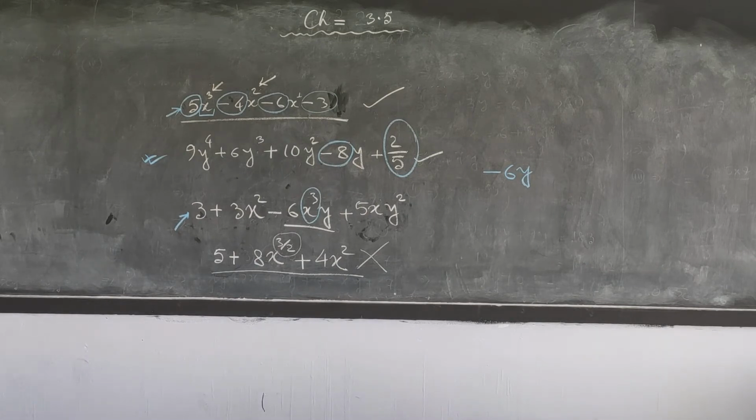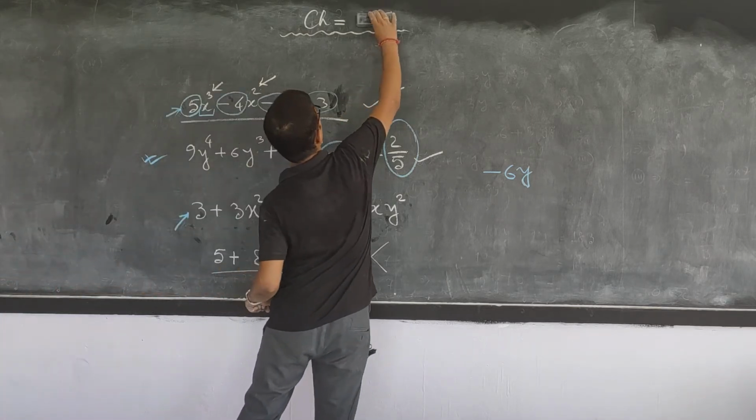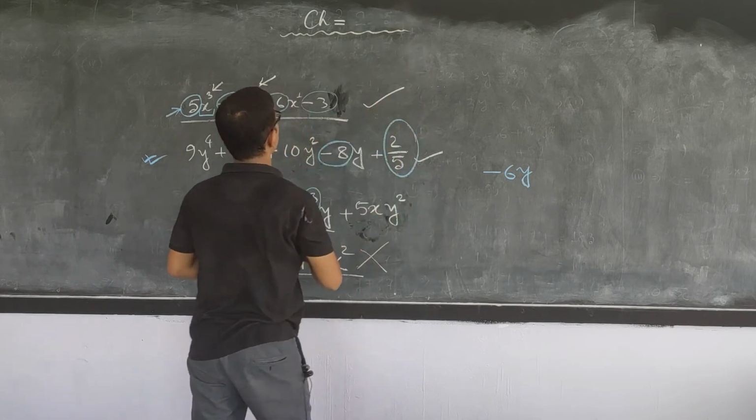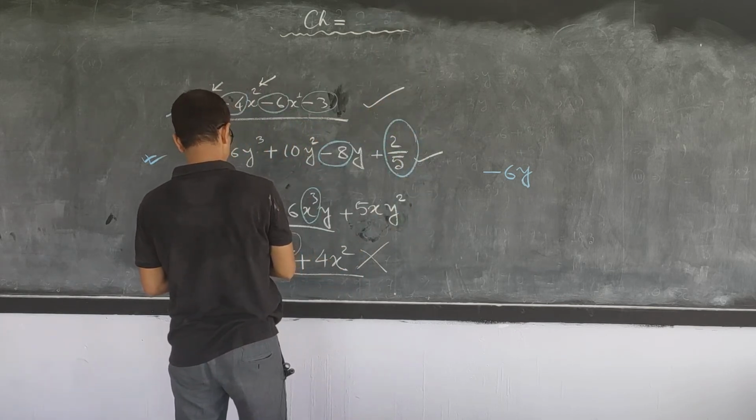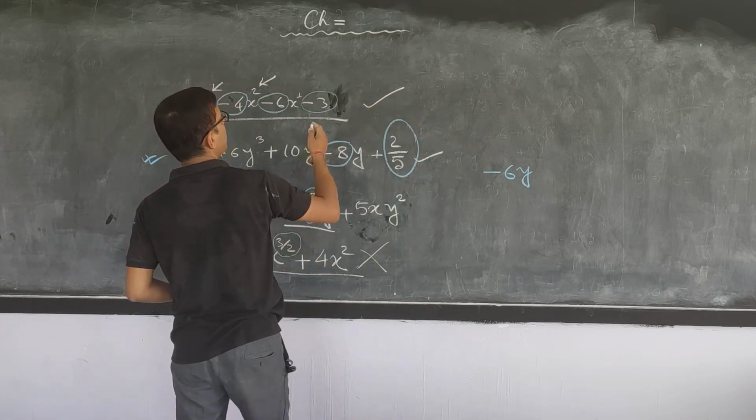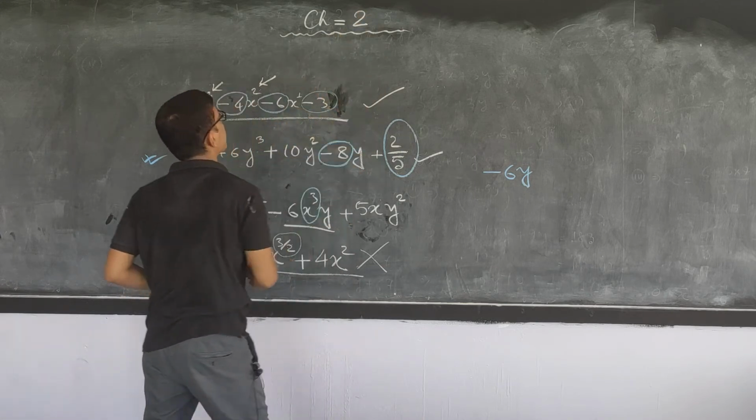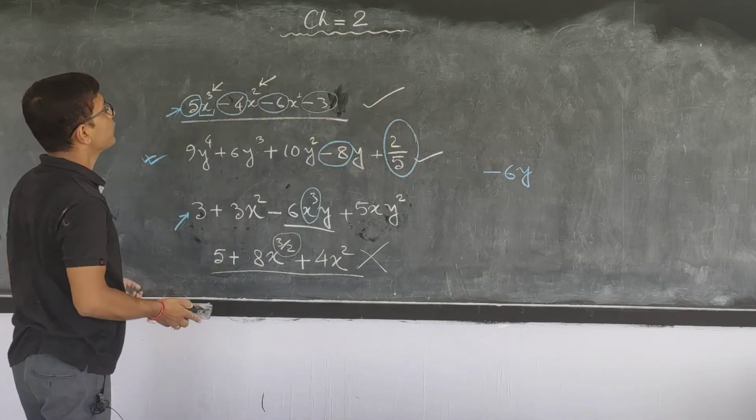On top it is still written 3.5. Look at, because I was taking class 10 chapter 3.5, exercise 3.5. It will be chapter 2. Okay, chapter 2.